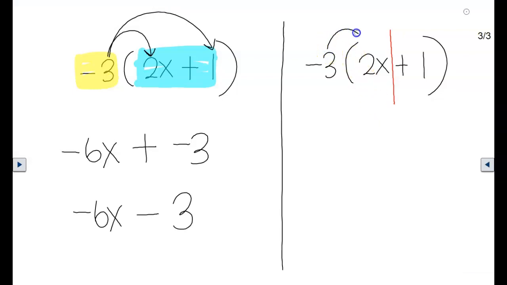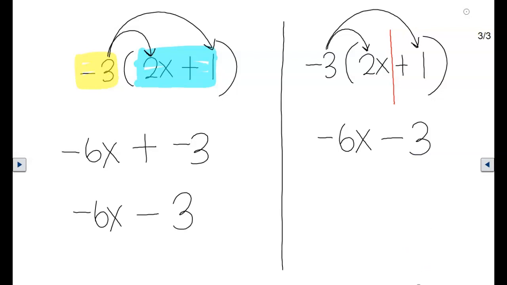We're going to do a negative 3 times 2x. Negative 3 times that first member. Negative 3 times 2 is negative 6. Reattach x. Now we're doing negative 3 times positive 1. And negative 3 times positive 1 is negative 3. So I'm going to write minus 3 because it's a negative 3.